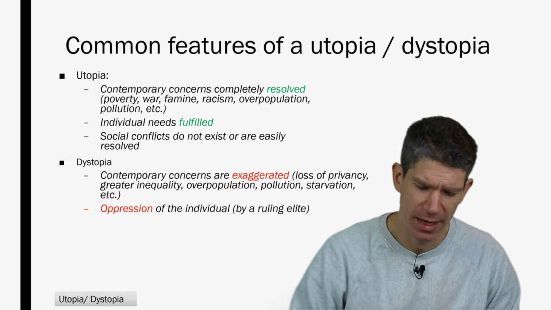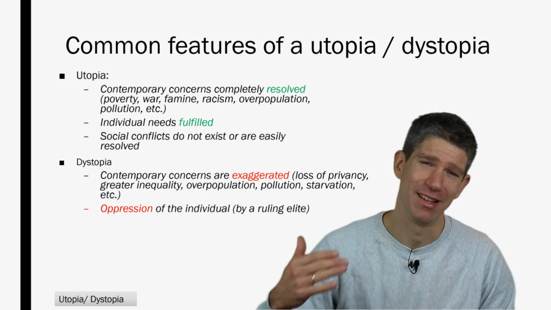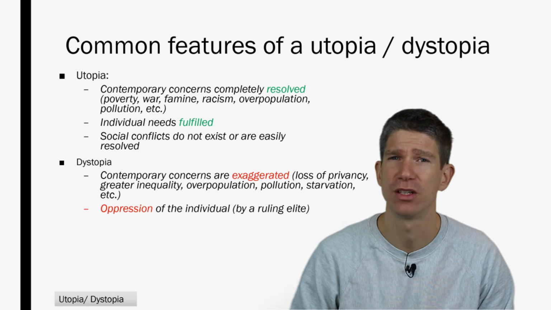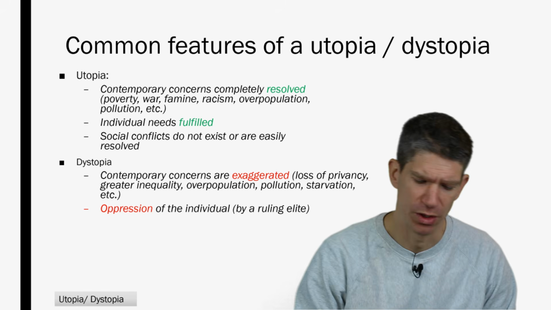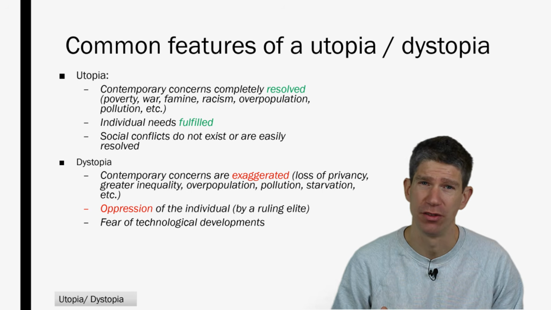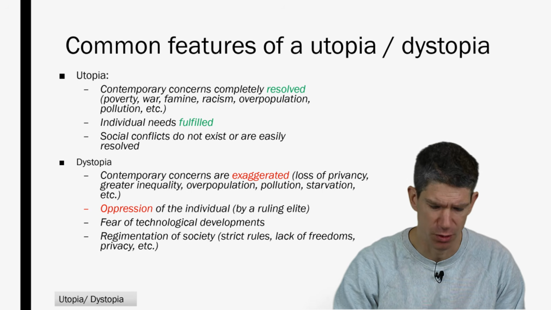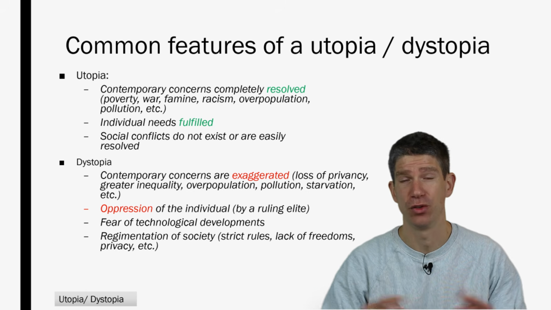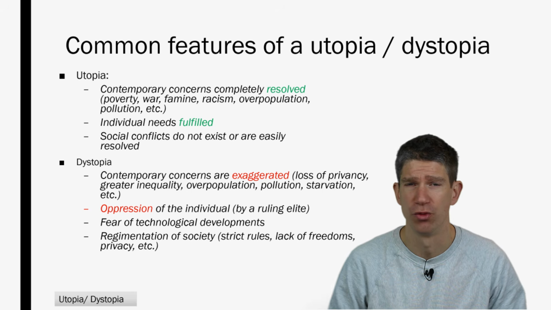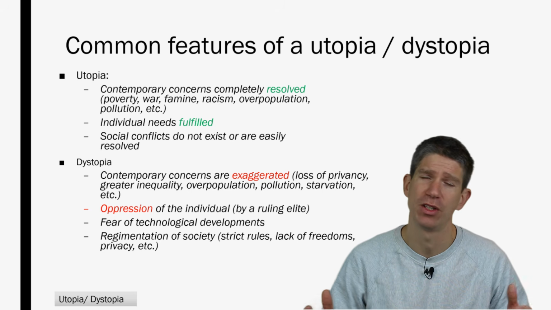etc. And the individual's needs are not fulfilled, but quite the opposite. The individual is oppressed, so it cannot freely decide what it wants to do, or what he or she wants to do. Often there's some technology involved, and this fear of technology usually plays a role in a dystopia as well. The society is not free, and quite the opposite. It's often very strict. There are very strict rules, and there's a regimentation of society.